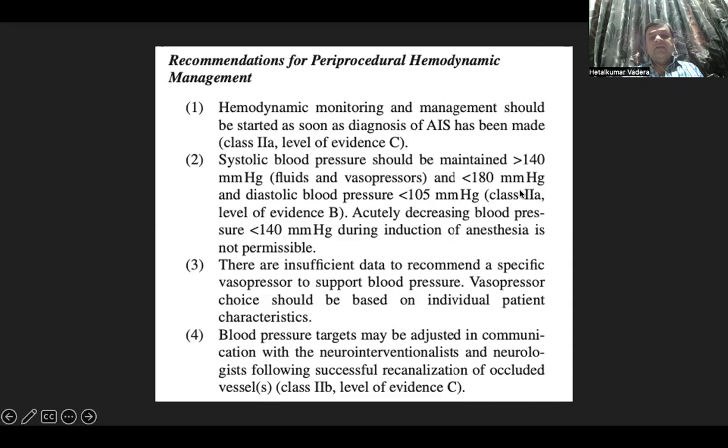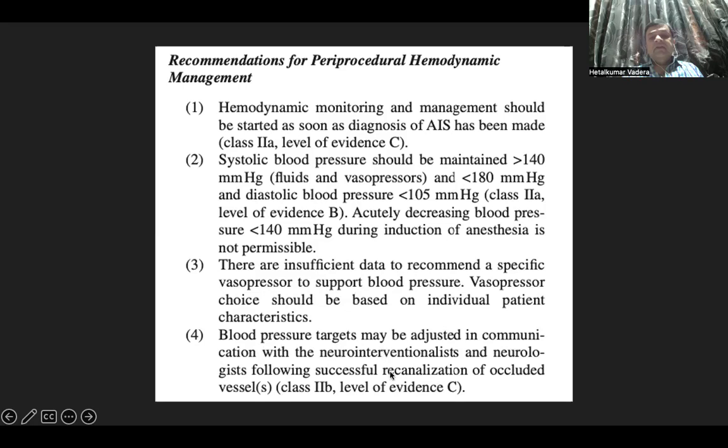Hemodynamic management, as I said, our goal is to keep it between 140 to 180 mmHg systolic or less than 105 mmHg diastolic blood pressure. There is insufficient data to recommend a specific vasopressor to support blood pressure. The vasopressor of choice should be based on the individual patient characteristics.